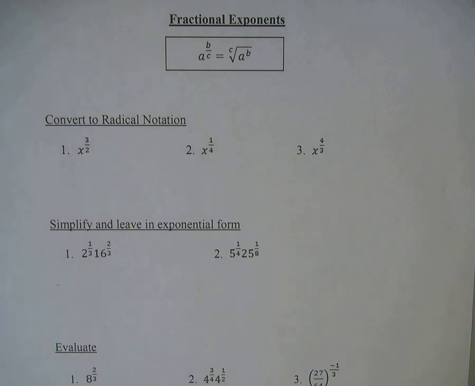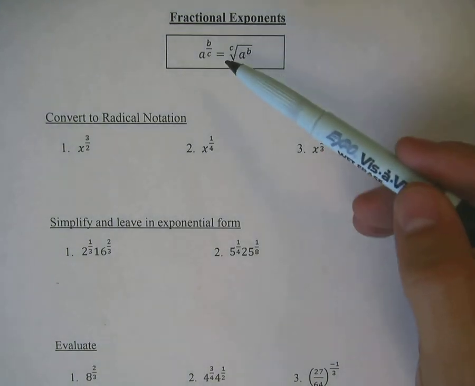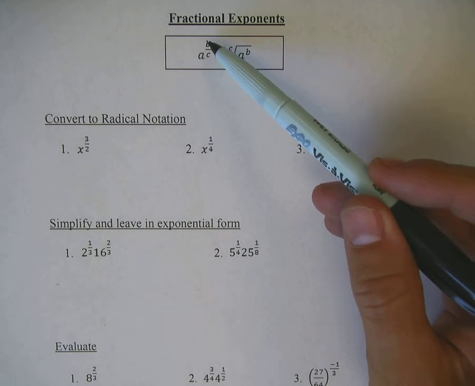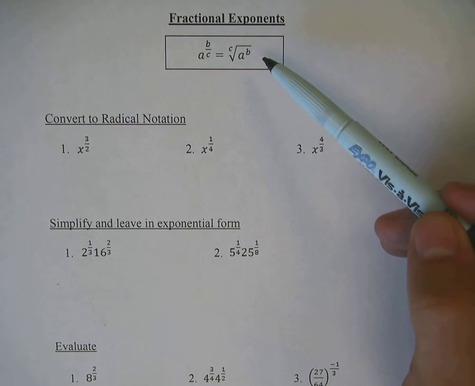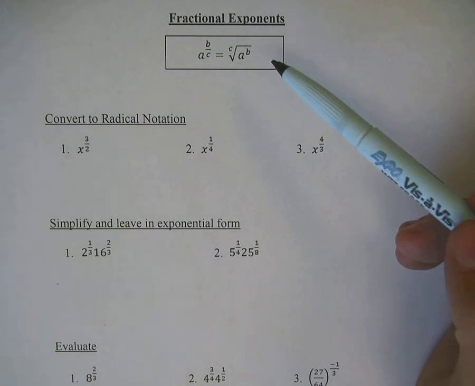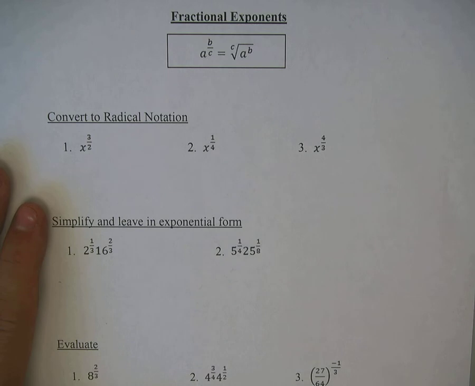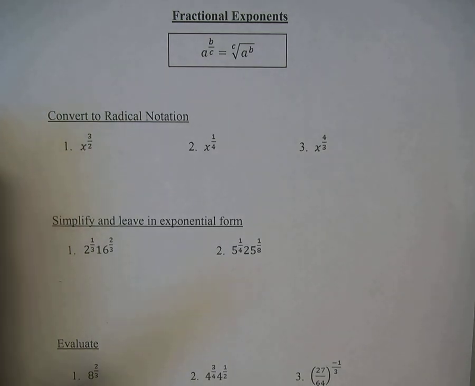But what you need to understand is that a fractional exponent is also a radical, just like what we have right here. A to the b over c is equal to the c root of a to the b power. That's important for you to understand: a fractional exponent is just another way to write a radical, similar to how a fraction is just another way that you can write a decimal. In some situations it's more helpful to have a radical. In other situations it's helpful to have a fractional exponent.